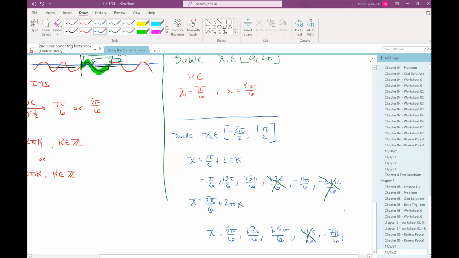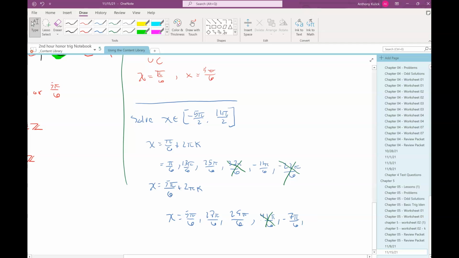So negative 7 pi over 6, that's good. And if I do another one, that's going to be negative 19 pi over 6. That's a little bit more than negative 3 pi. That's too small, though, right? So those are going to be my 8 solutions.